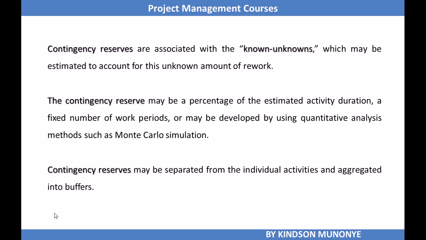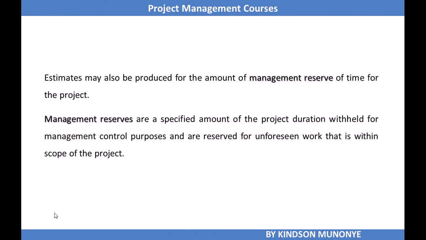Alright, so contingency reserve has to be separated from the individual activity estimates and aggregated into the buffer. So what we are saying is that to get your schedule baseline, you have these activity duration estimates, you aggregate them, and then you add them to the contingency reserves you've determined. That forms your schedule baseline against which the performance of the project is going to be monitored.